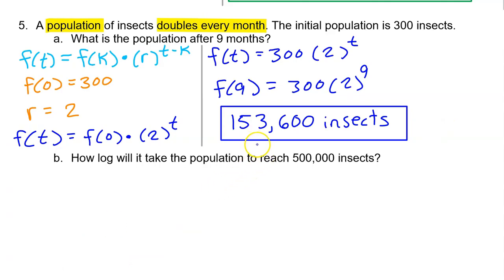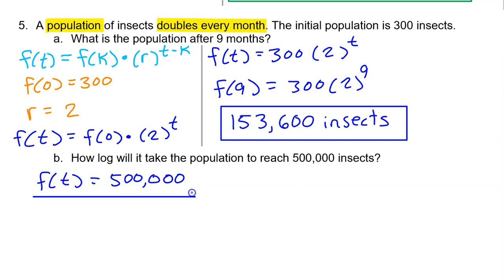After 9 months, there will be 153,600 insects. Part B. How long will it take the population to reach 500,000 insects? In other words, when will F at t equal 500,000? As we did before, we can solve this equation using the graphing calculator. Just put the left side of the equation, which is the model itself, in as y1, and put the right side of the equation in as y2.